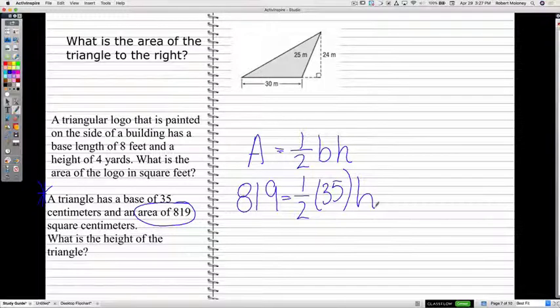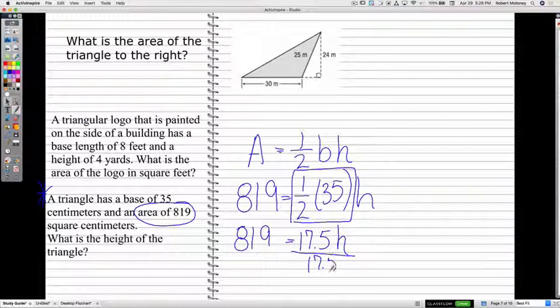So now we need to combine our like terms, combine the numbers that we can combine. We've got to do 1/2 times 35. When I do that, I get 17.5 times the height equals 819. Now again, this is why they created calculators. I expect you to be using these on the test. So you're going to balance the equation, divide 17.5 off both sides, and solve 819 divided by 17.5. When you finish the math, you're going to figure out the height of that entire figure.